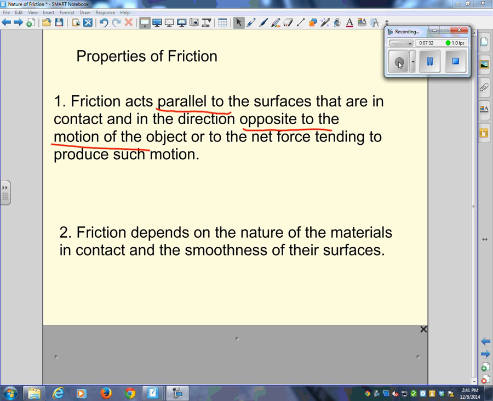Friction depends on the nature of the materials in contact and the smoothness of the surfaces. So like I was talking about there, if there's ice, if I'm wearing a Teflon slider, if there's like gravel on the floor, whatever, the friction depends on how smooth they are.